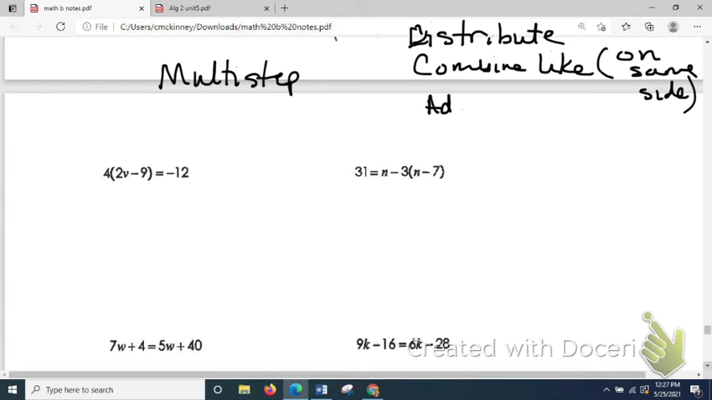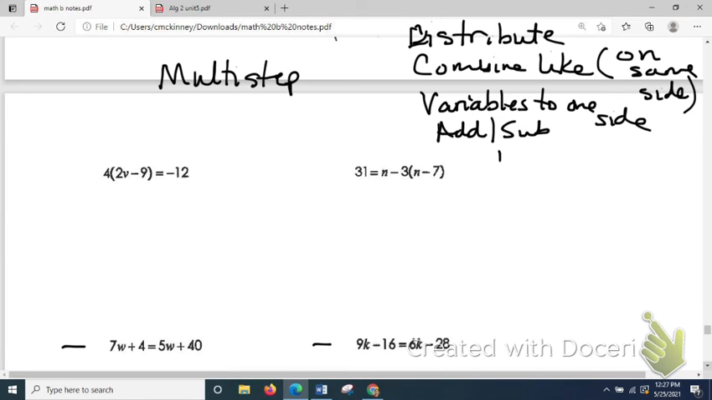Then we do, for these first couple, then we'll go to add and subtract. But then next, if there are variables on both sides, like these two with variables on both sides, then I would be getting the variables on the same side. Then add, subtract, and then last, multiply or divide, which on these we're going to see divide because we're not seeing fractions with these.